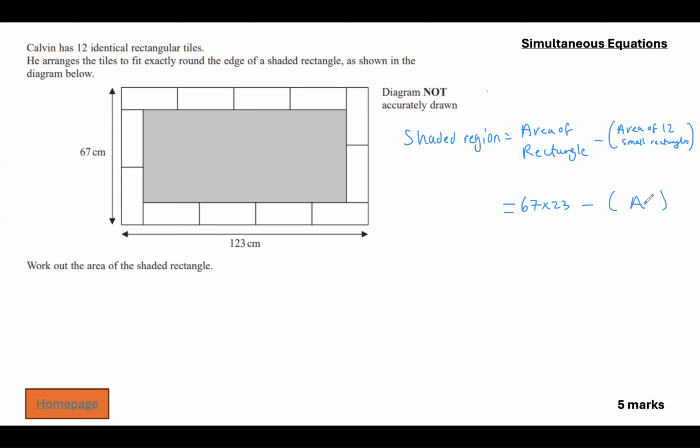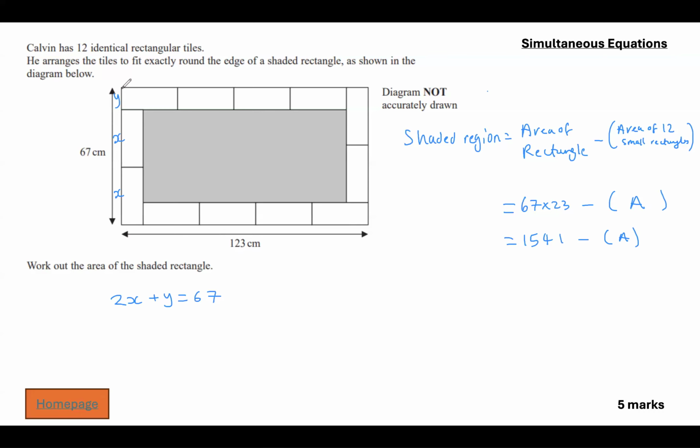So 67 times 23 is 1,541 minus A. Now we need to be able to work out the area of one rectangle. Now, how do we go about doing this? Because we really don't have enough information to do this. So what we can do is label the length and the width of the rectangles. So we can call this height here x, and this bit here is going to be y. So we can say 2x plus y is equal to 67.